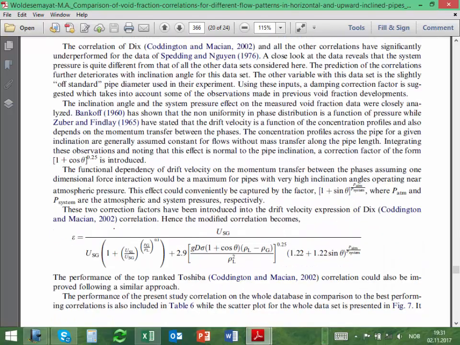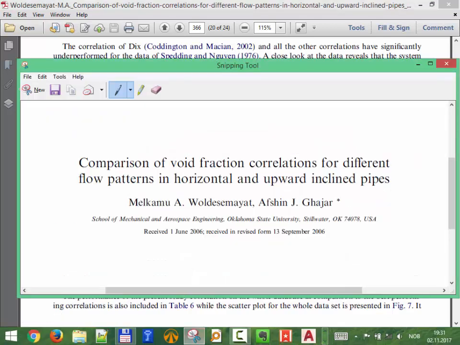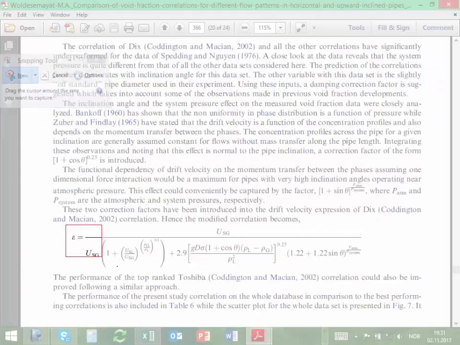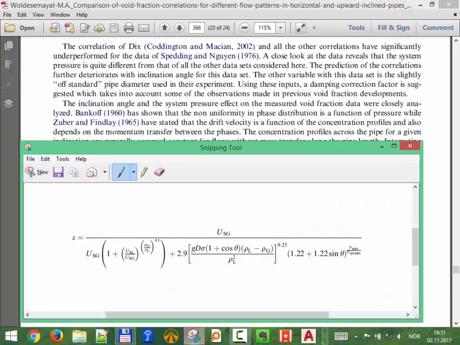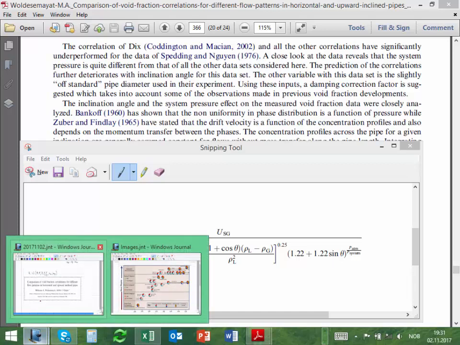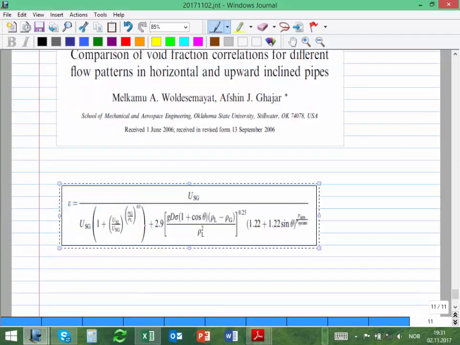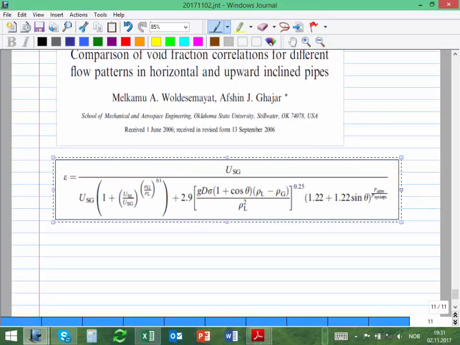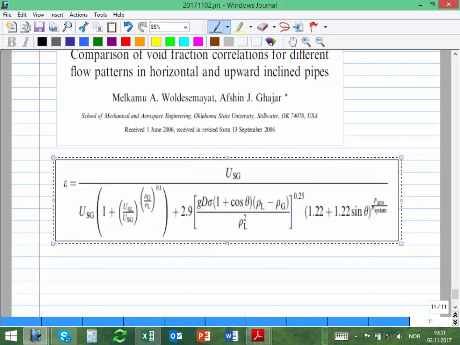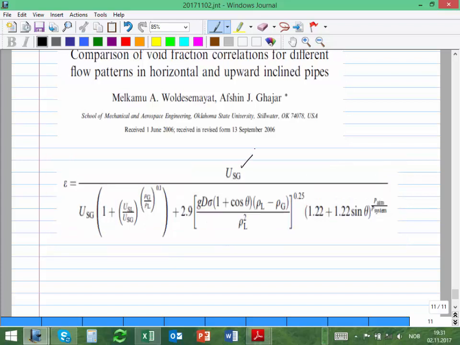Whoa, where was the expression? Okay, it's here. So that's the expression we're going to use. And let's see the parameters that it uses as an input. I just chose this paper randomly. So it uses superficial velocity of liquid and gas.